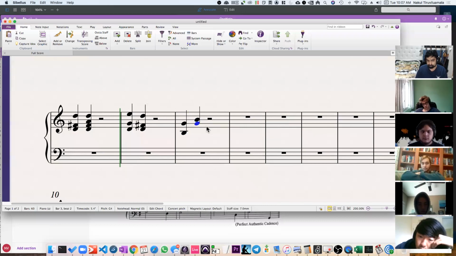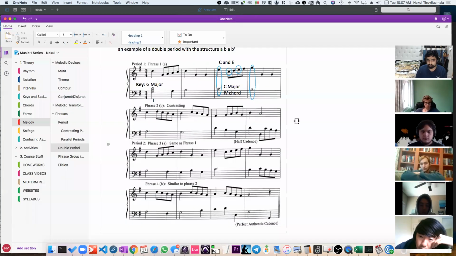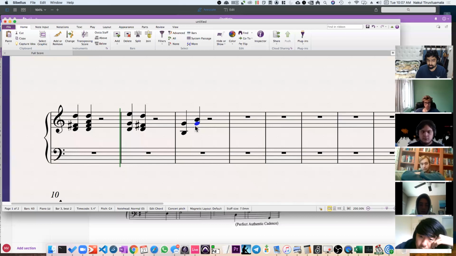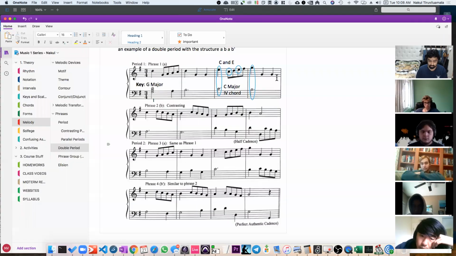Okay? So let's consider the bass note of the snowman as the root of the chord, okay? So if that's the case, if we have G and B, right? And G happens to be the root of the snowman, well, what chord is this? G major chord, right? It's a 1 chord, okay?